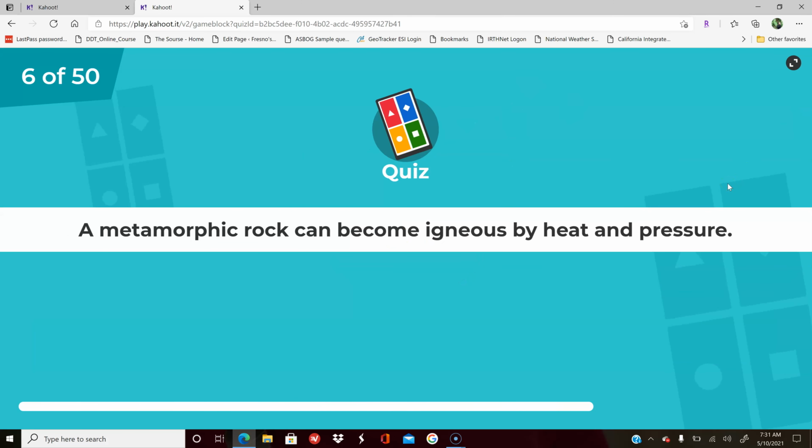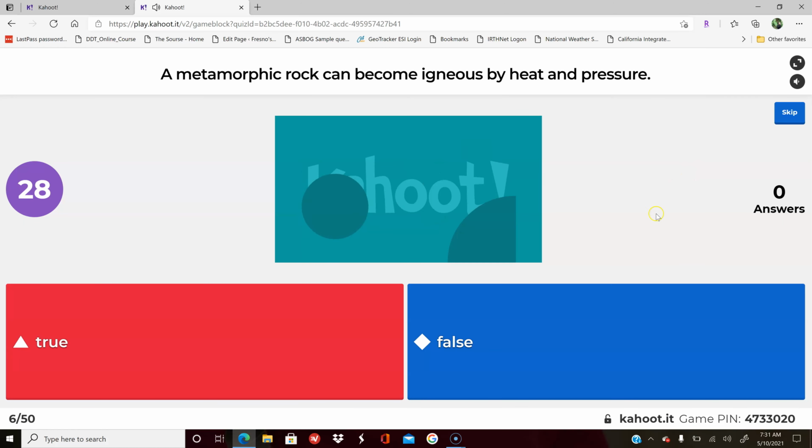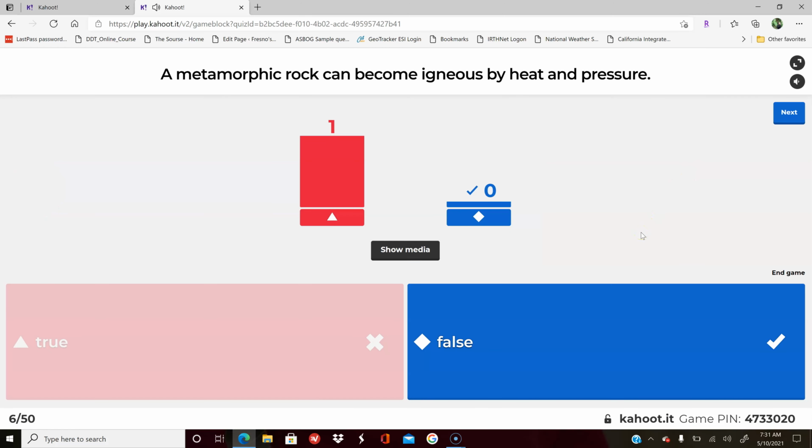Okay, a metamorphic rock can become igneous by heat and pressure. Oh, I pushed the wrong button. A metamorphic rock cannot become igneous by heat and pressure. So this one's a little bit tricky. So igneous is formed by melt, cool, and solidify. Metamorphic is formed by heat and pressure. So you can't take an existing metamorphic rock and make it igneous by heat and pressure, but you can take an igneous rock and make it metamorphic by heat and pressure. So just make sure that you're reading the question carefully. I'm trying to go fast.